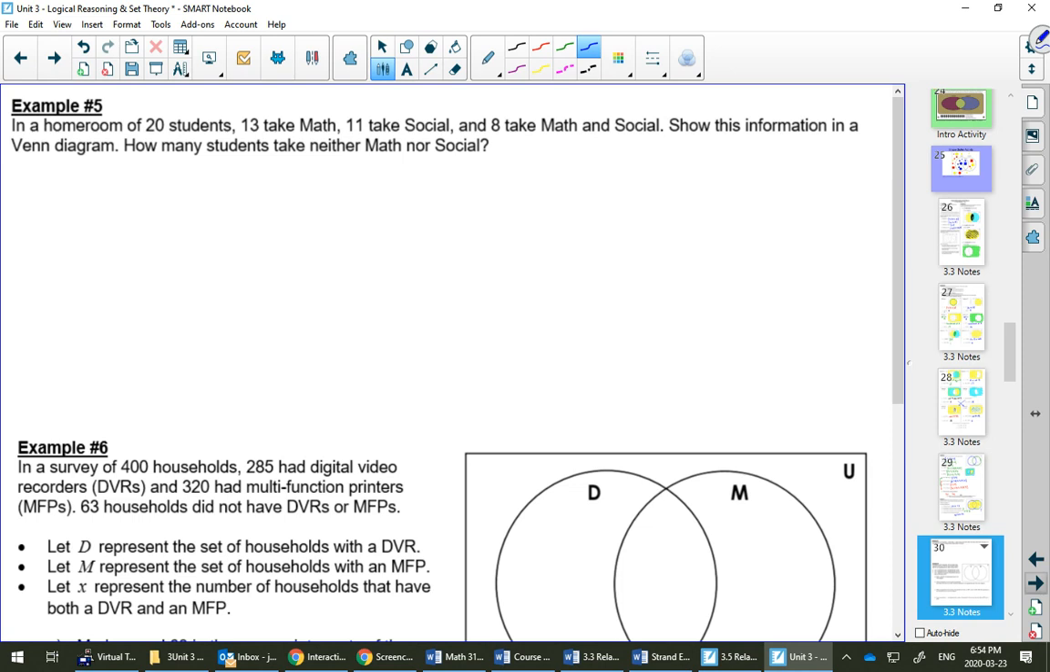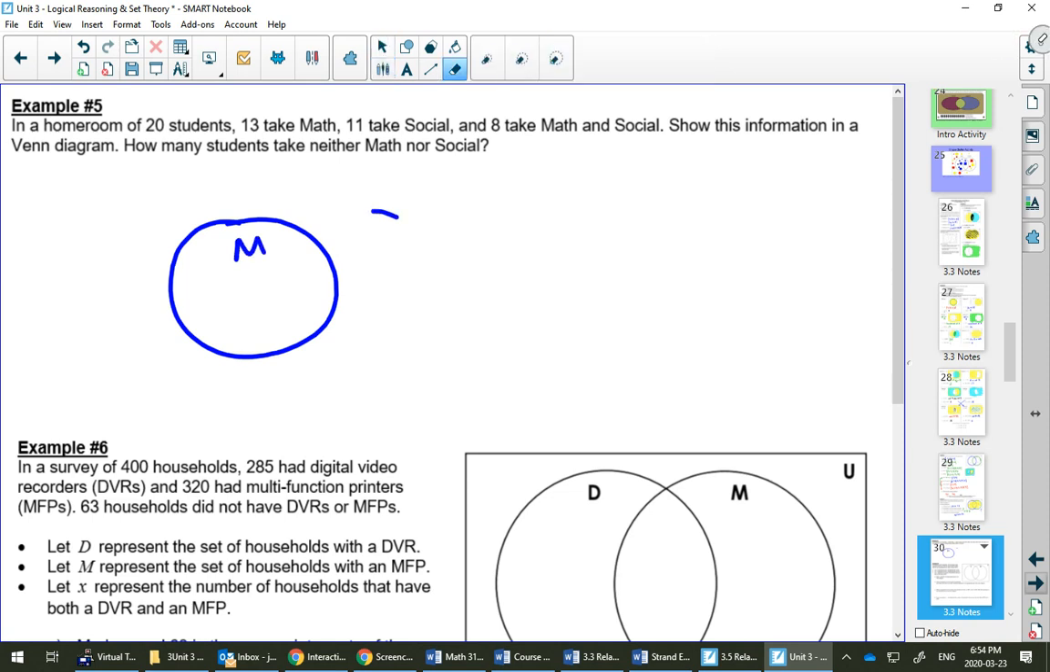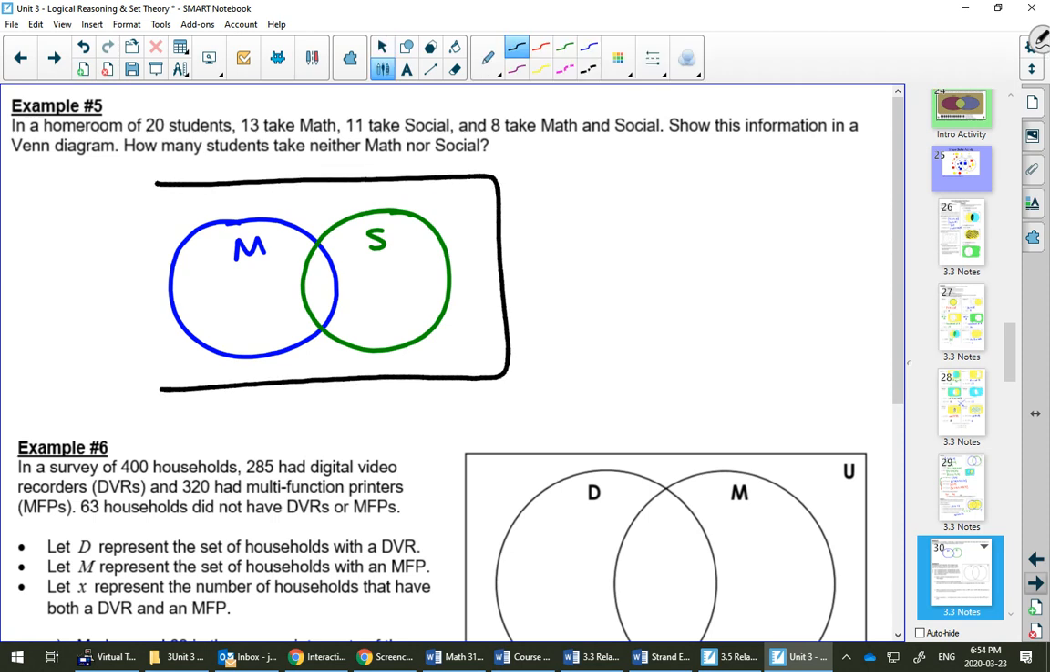So this question says, in a homeroom of 20 students, 13 take math, 11 take social, and 8 take math and social. So we're going to represent this in a Venn diagram. So one of our circles is going to be math. One of our circles, again, it might be helpful to use a different color, is going to be social. And then we have the box around it that's our universal set. So we have 20 students total, 13 taking math, 11 taking social, and 8 taking math and social.